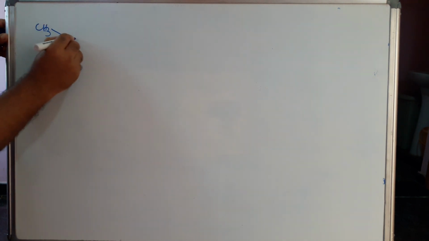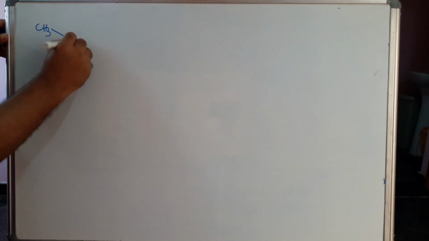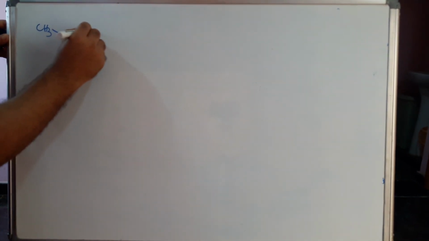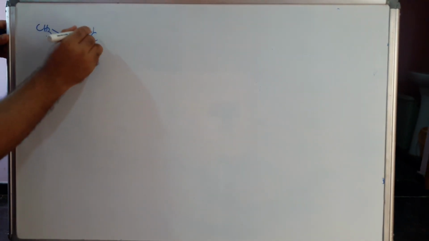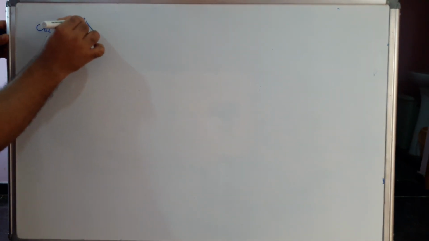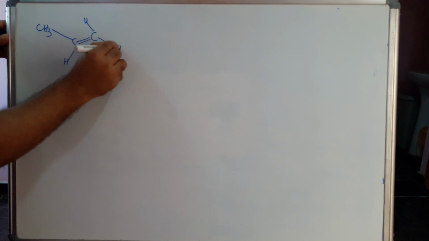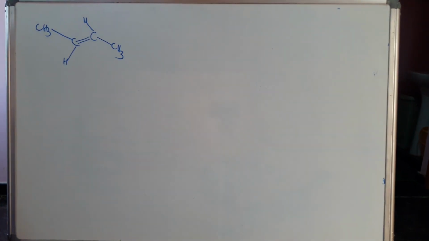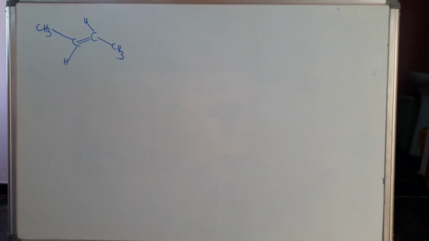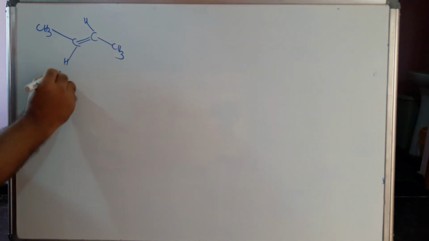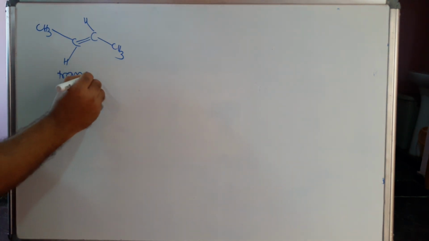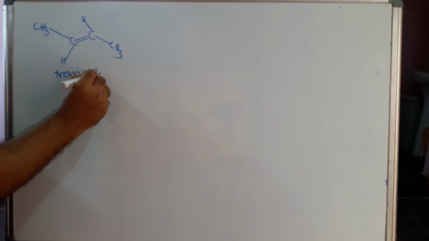Now we'll take the trans 2-butene. If you take the trans 2-butene, this will be the CH3, H double bond, CH3. Then this is trans. You can add 2-butene also.